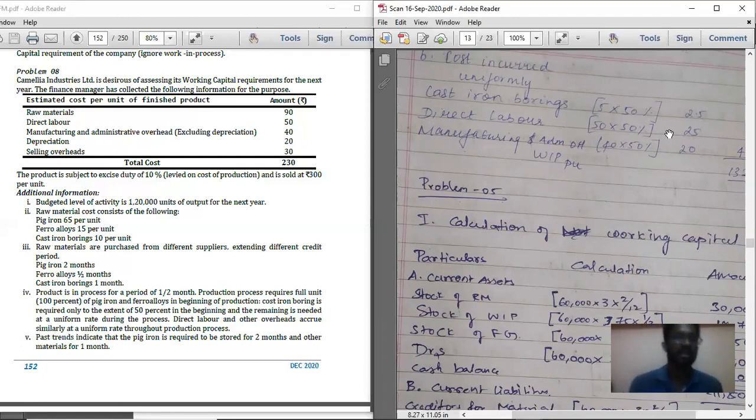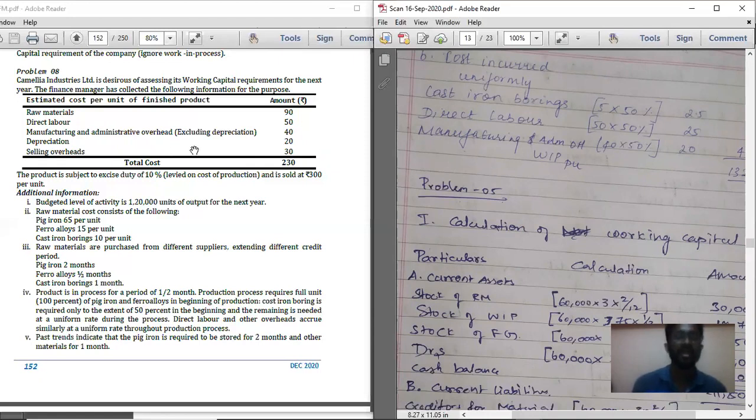Below that, manufacturing and administrative overhead. See, in work in progress, you should consider this manufacturing and administrative overhead. Same like cost of production, where you are not considering selling and distribution overhead. While calculating work in progress also, you should not consider selling and distribution overhead. You should always calculate only manufacturing and administrative overhead. Here, manufacturing and administrative overhead excluding depreciation is given, because in work in progress, depreciation should not be included.